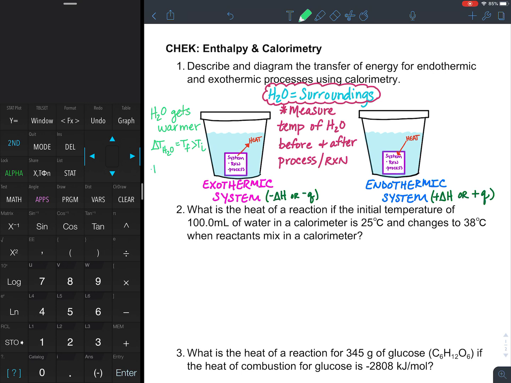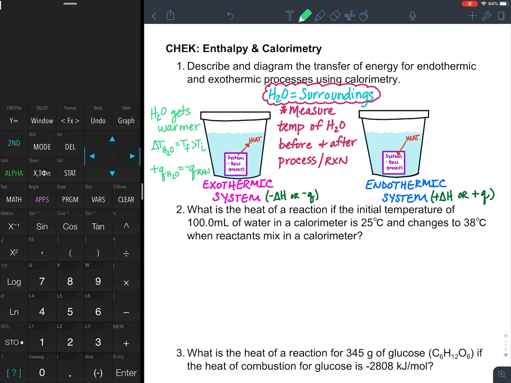And so the positive value that you will get for Q for the water, because the water is absorbing that heat, is going to be equivalent to the same value. The magnitude is going to be the same, but in opposite directions. So the negative Q of the reaction or the process, if it's a physical process that's happening.